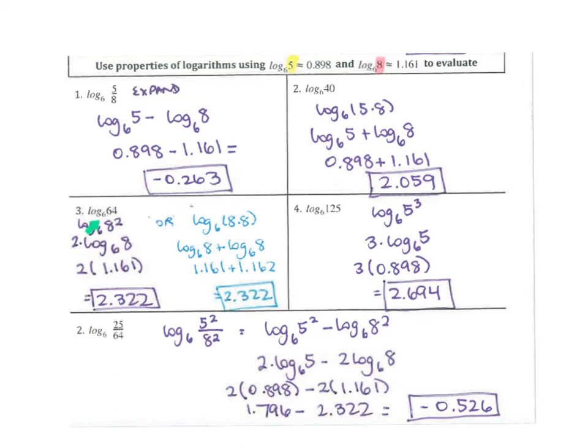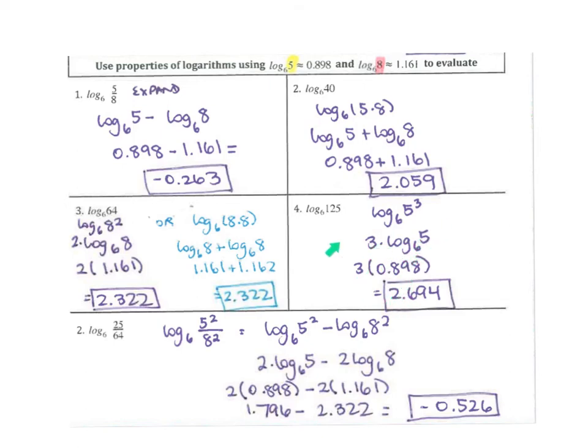For number 3, log base 6 of 64. One way to do it is log base 6 of 8 squared, or log base 6 of 8 times 8, and you get 2.322. For number 4, log base 6 of 125. Again, we can only use 5. So 5 to the third power, and then you get 3 times log base 6 of 5, and then here's this value here.